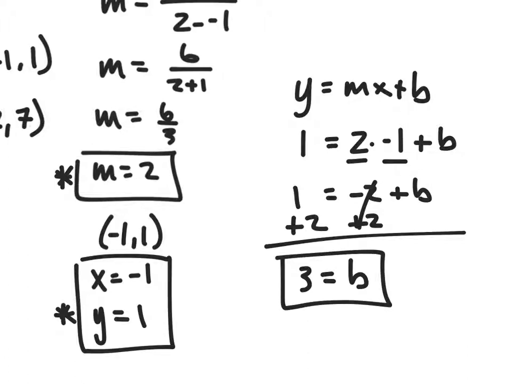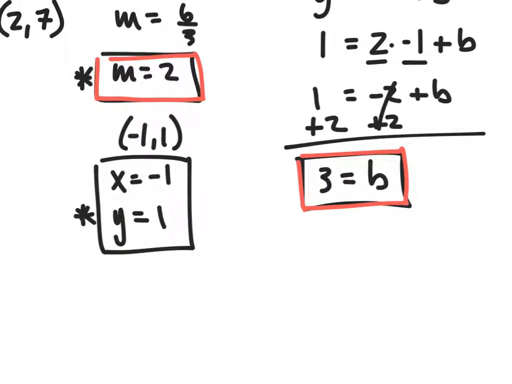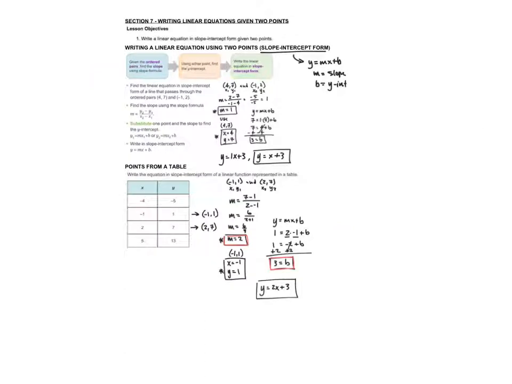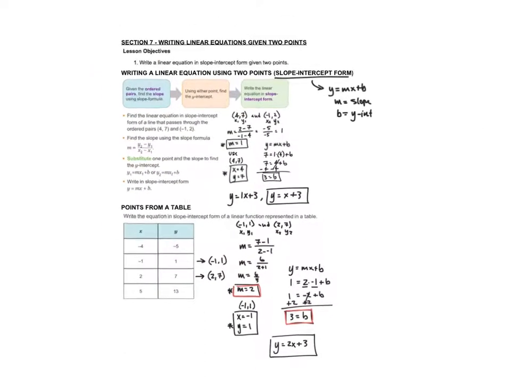So now that I've got my slope of 2 and a y-intercept of 3, what I'm going to write now is my equation in slope-intercept form: y equals 2x plus 3. All right, so that's what we got for those.